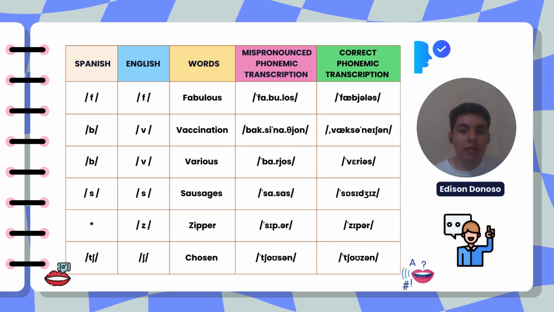The fourth word is sausages. The fifth word is zipper. And finally, the last word is chosen. For each, I give the mispronounced version and then the correct pronunciation.